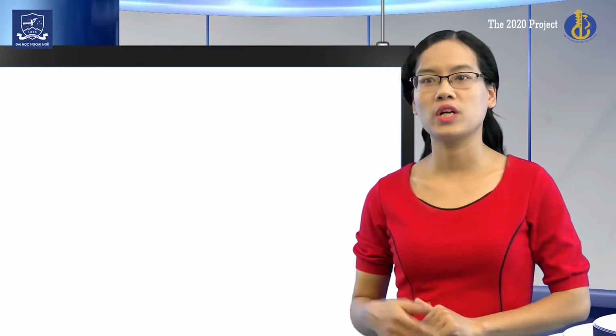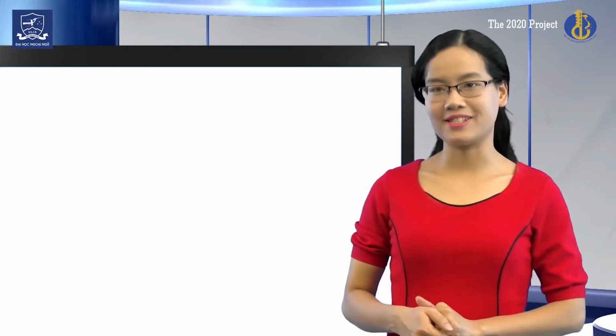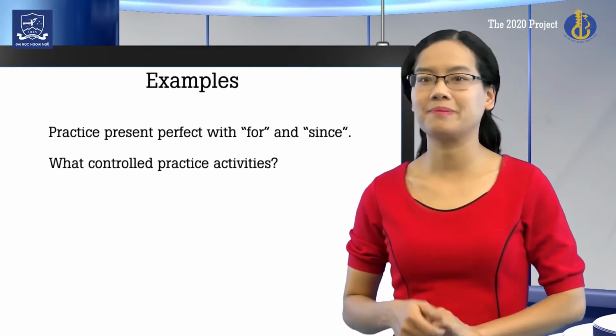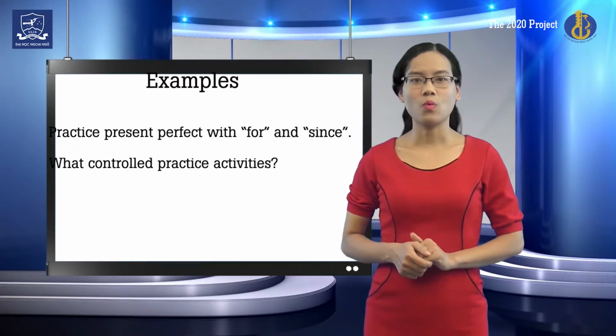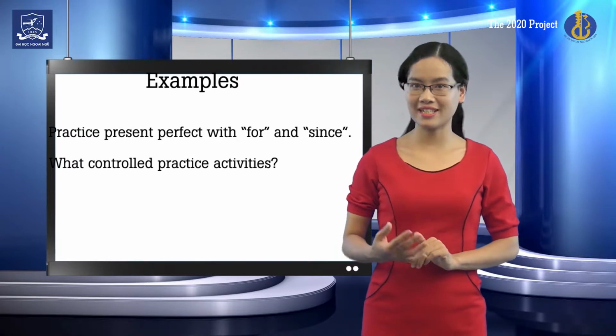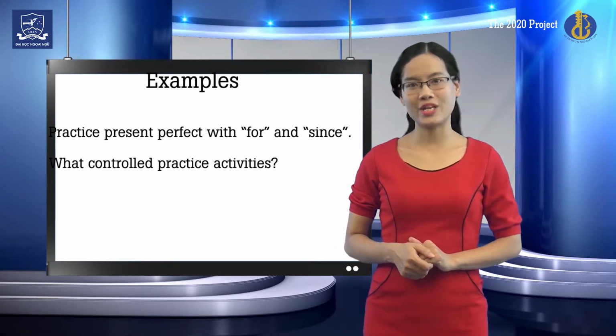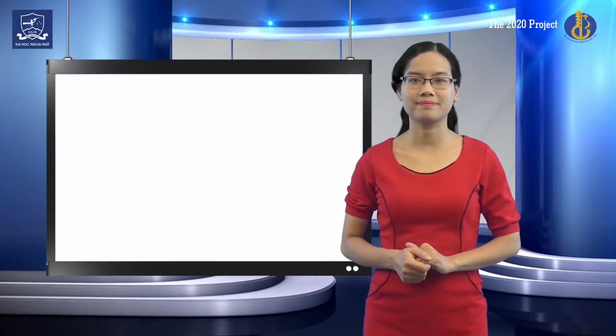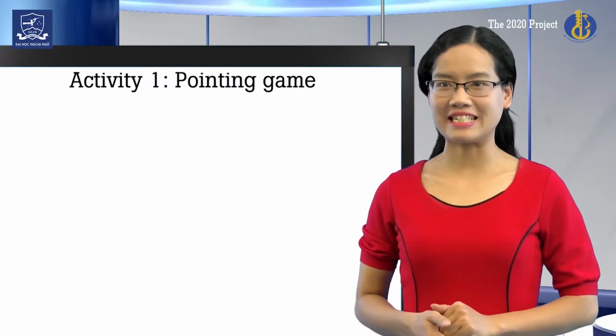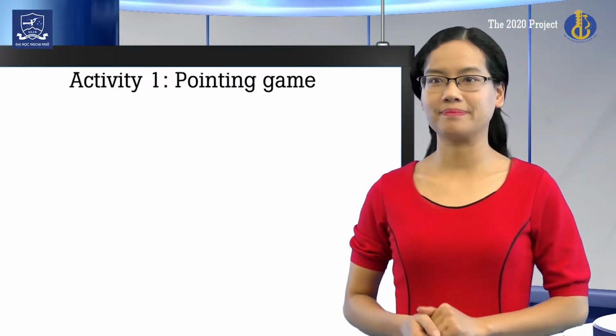Suppose that you have just presented the present perfect tense with for and since. So, what activities will you organize in the control stage? Let's look at 2 examples. The first practical idea is the pointing game.